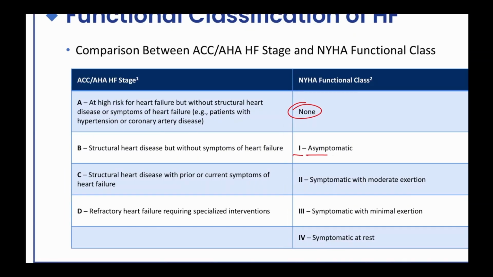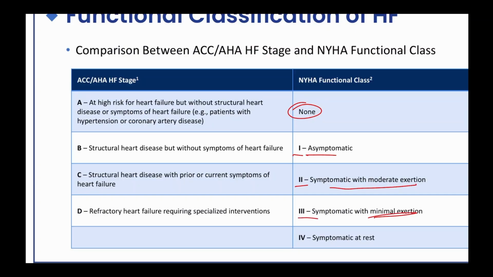But class 1, asymptomatic, they have heart failure, but they have no symptoms from it. They're very well controlled on their medications, and they have no issues. Class 2, symptomatic with moderate exertion. So they go to a theme park, walking around, they get short of breath, they have to sit down and relax. But they're doing some sort of still strenuous activity. They go to the mall, they're still walking.